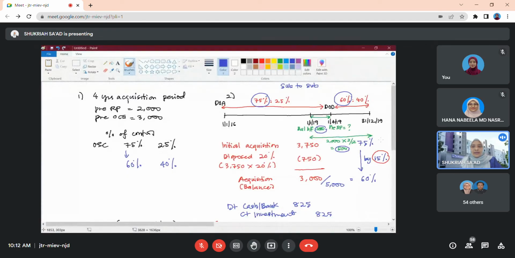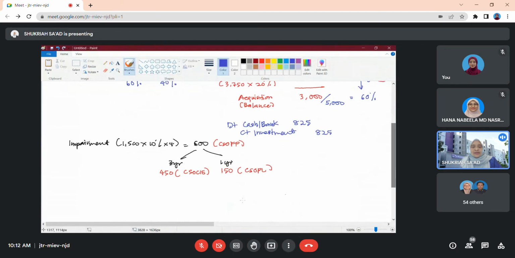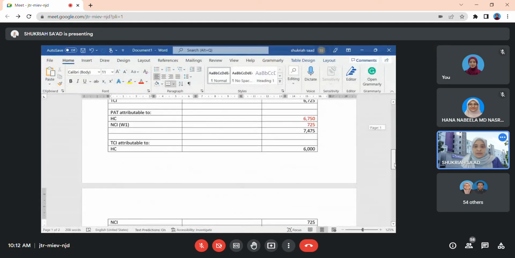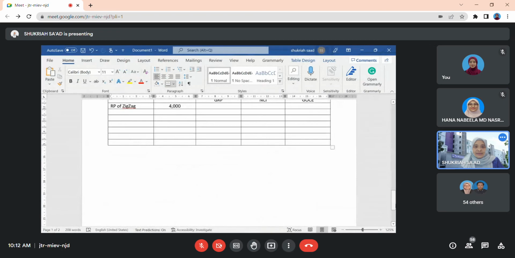Okay, kita ada impairment. Ni, dalam share. Okay, siapa impairment? Mestilah holding company. Debit retain profit zigzag, credit goodwill, 450. Share. Pergi balik kat share. Okay. Kat table sini, saya minus. Okay, I less kat sini, less impairment. Okay, saya working lah.